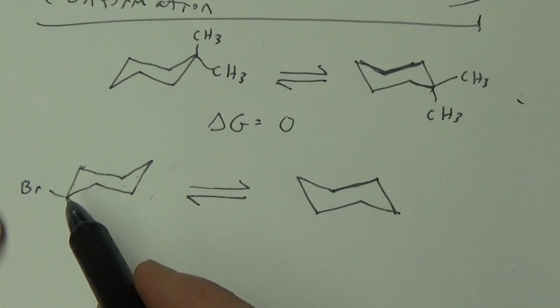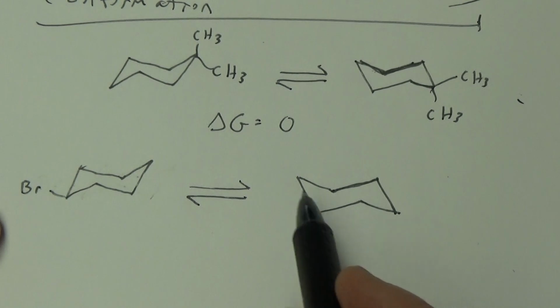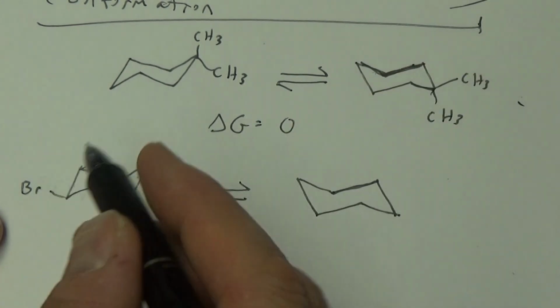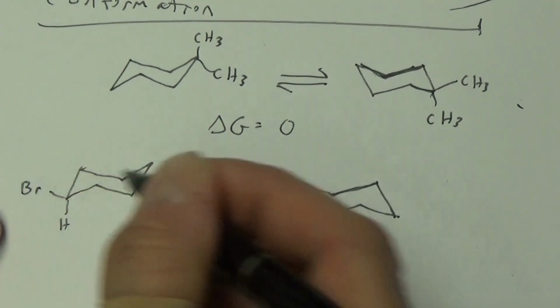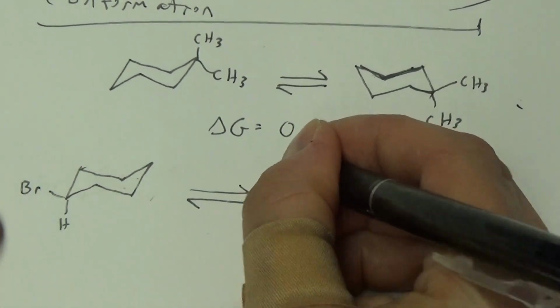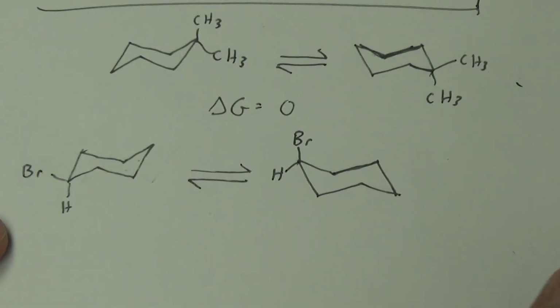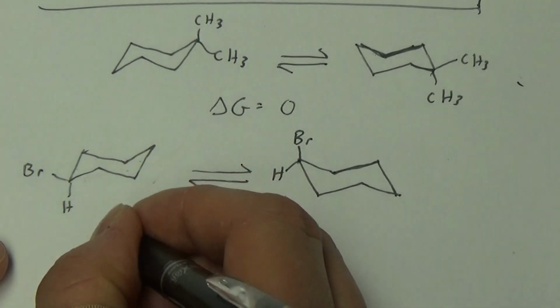Where's the bromine going to be now? Not on this carbon, but maybe this one or this one. So I'm going to arbitrarily make it go from up in equatorial to up in axial right there. The H is going down. Alright, there we go. So to demonstrate my technique, this is how we do it.